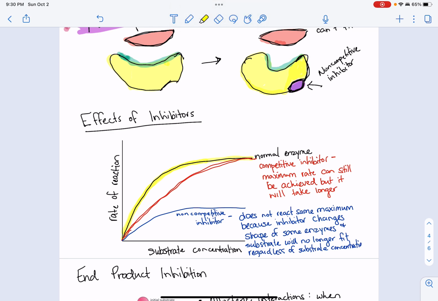And so with a competitive inhibitor, that same maximum rate will happen eventually. It will just take a longer time. Okay? So the maximum rate can still be achieved, it'll just take longer because the substrate can still bind to the enzyme. It's just going to happen less frequently.